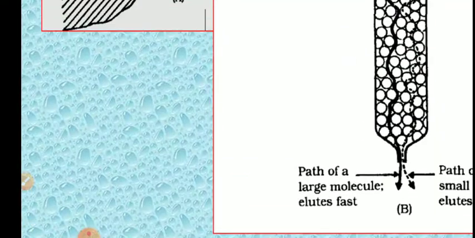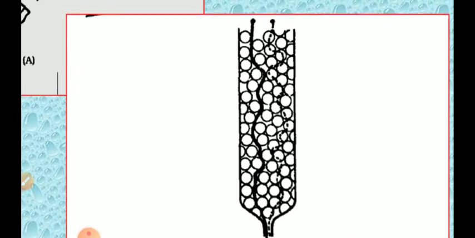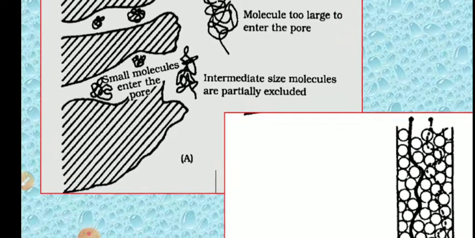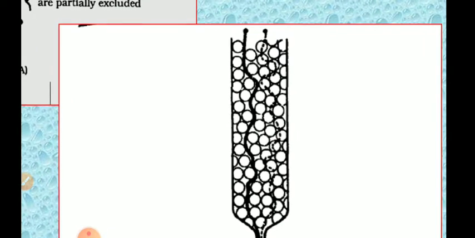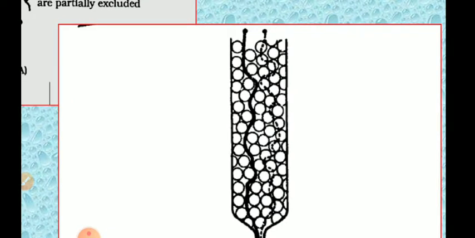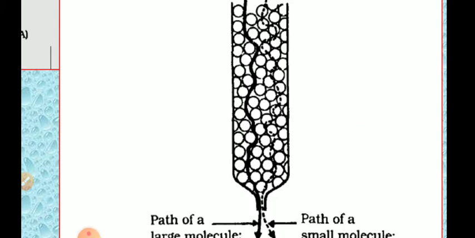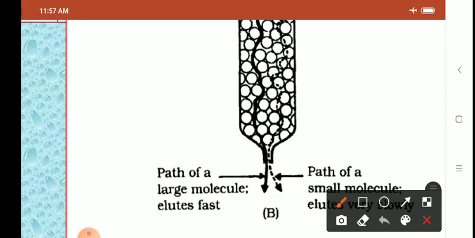Now you can see in this diagram, this is a column. We can see a column filled with gel beads. The gel beads are porous. You can see here a cross section. It is having pores. Now, if the molecules present in the sample are very large and they cannot enter inside the pores of each gel bead, then they will come out along with the eluting solvent, which you can see by a solid line. The black solid line is the path of large molecules which come out uninterrupted. The dotted line is showing the path of small molecules.